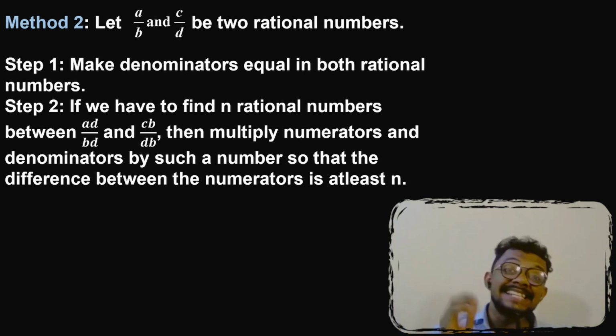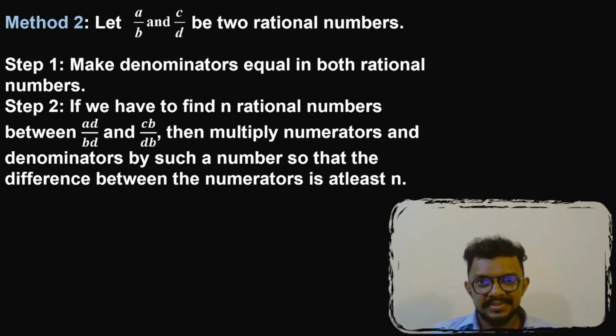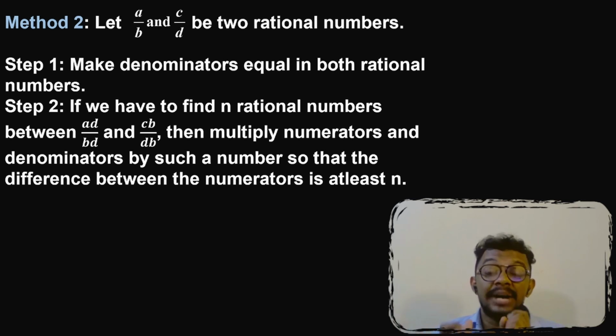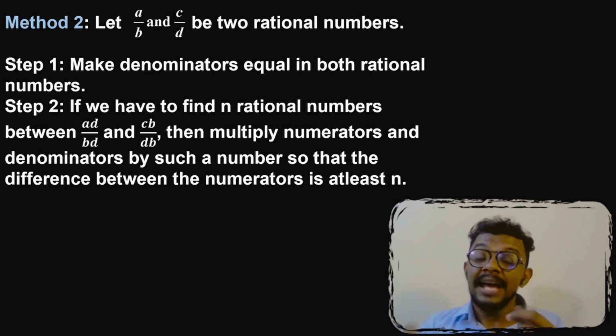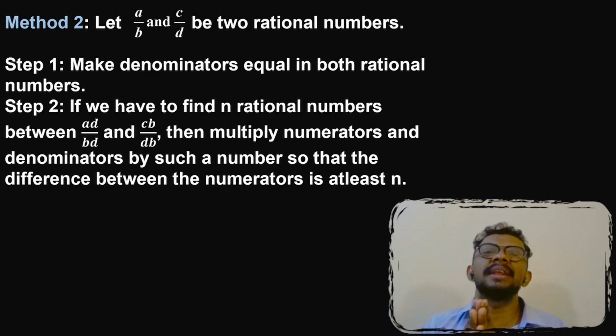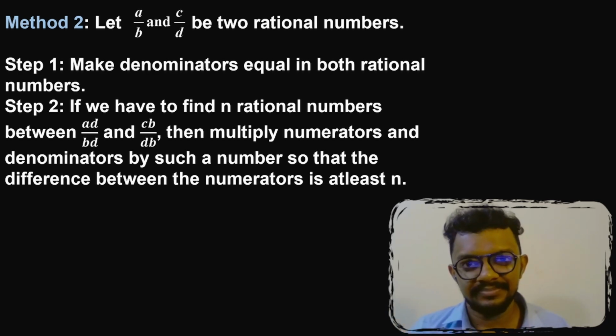We were discussing the density property of rational numbers. We already discussed method 1. I'm going to give you an easier method to find more rational numbers between two rational numbers. What is the density property of rational numbers? If I consider any two rational numbers, I can find infinitely many rational numbers between them.